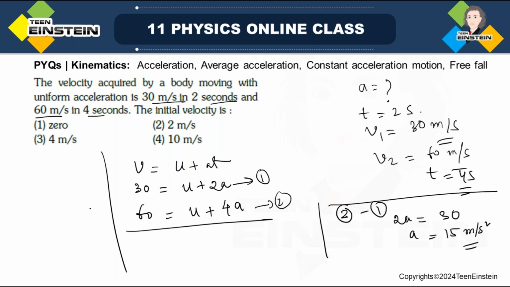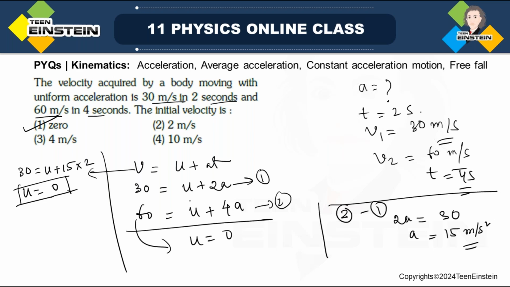Let us do it here with this equation. So v is 30, initial velocity I have to calculate, acceleration is 15 meter per second square, time is given 2 seconds. So u is 0 according to this. Here also, if we use the other equation, we'll get u is equal to 0. So the initial velocity of the particle is 0. Option 1 will be the correct answer for this question.